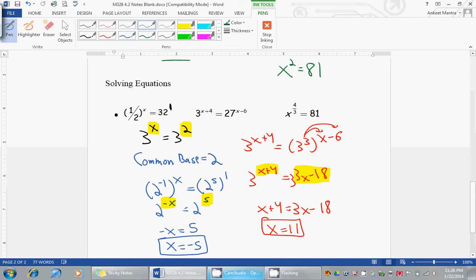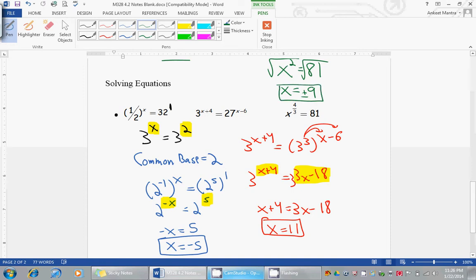Now, you're solving a quadratic equation here. What would you do to both sides? You take the square root. Left-hand side gives you x, right-hand side gives you 9. Now, the only difference here is, since you're solving a quadratic equation, you have to put a plus or minus with it, giving you 2 answers.